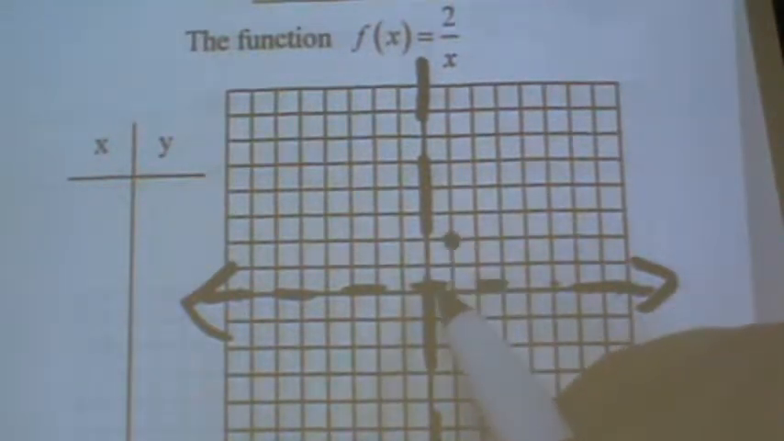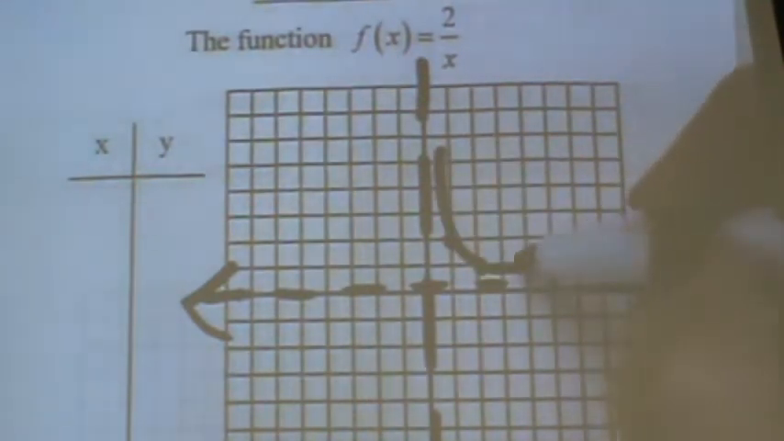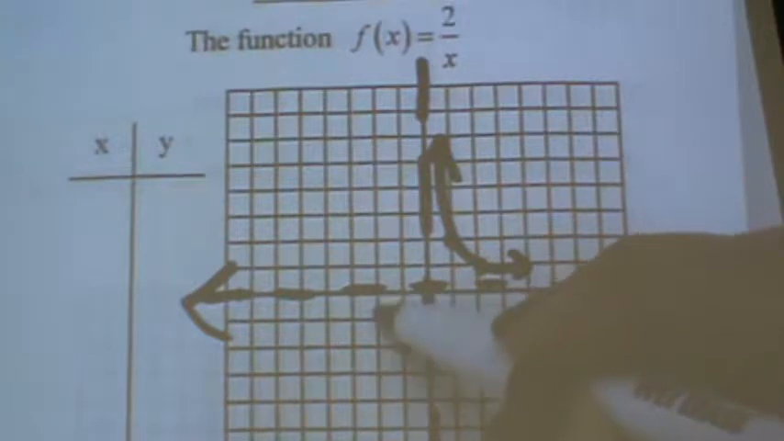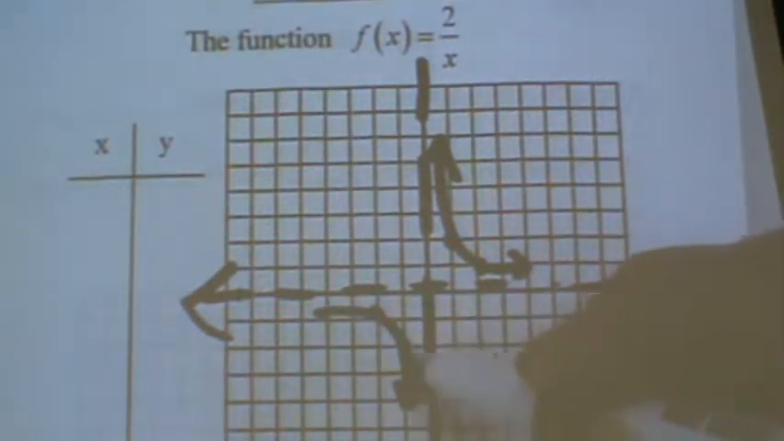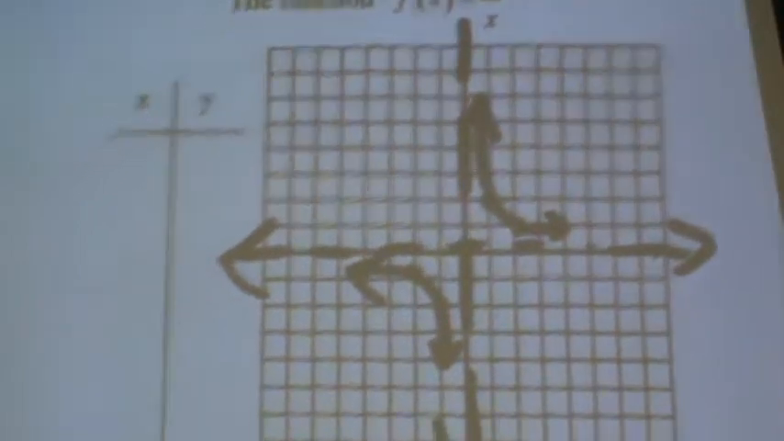Over 1, up 2. Over 2, up 1. 1, 2. 2, 1. Negative 1, negative 2. And negative 2, negative 1. So you look at this number right there. It's a vertical stretch by a factor of 2. How about the next one?